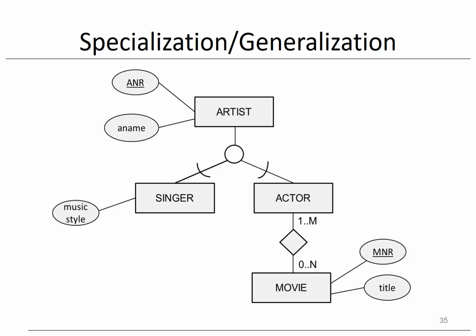Here you can see how our specialization can be represented in the ER model. An artist has a unique artist number and an artist name. The artist superclass is specialized in a subclass of singer and actor. Both singer and actor inherit the attribute types artist number and name from artist. A singer has a music style. An actor can act in 0 to n movies. Conversely, in a movie, 1 to m actors can act. A movie has a unique movie number and a movie title.